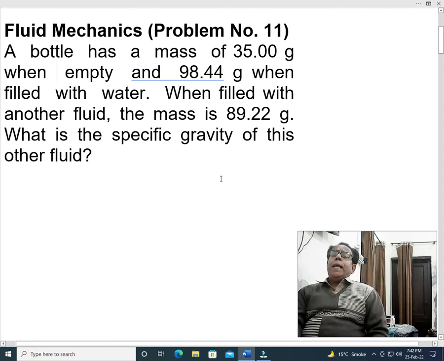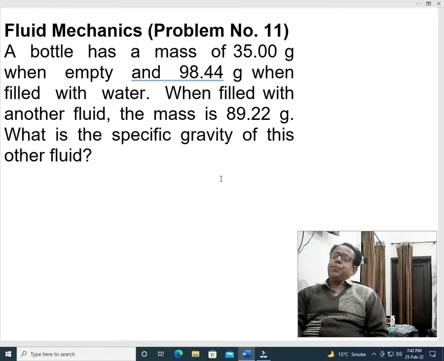A bottle has a mass of 35.00 gram when empty and 98.44 gram when filled with water. When filled with another fluid, the mass is 89.22 gram. What is the specific gravity of this other fluid?